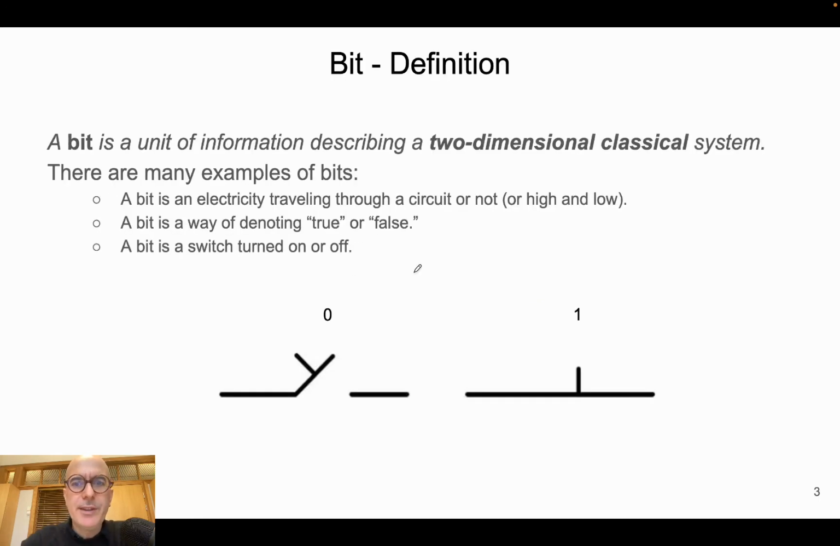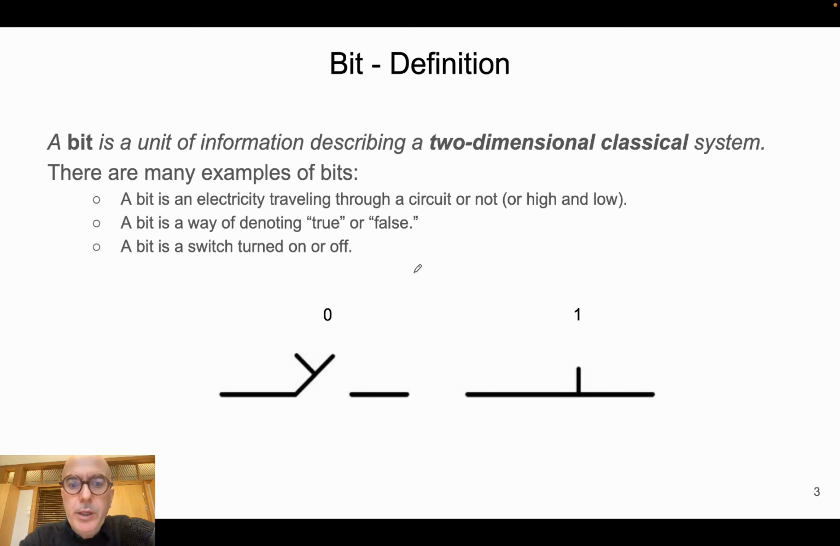So let's look first at the definition of a classical bit. A bit is a unit of information describing a two-dimensional classical system. There are many examples of realizations of classical bits. For instance, a bit is electricity traveling through a circuit or not. So if you have a cable, we have a classical state 1 if we can measure electricity going from one part of the cable to the other one. If we don't measure any electricity, then the classical system is in state 0.